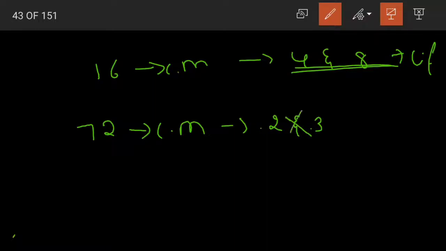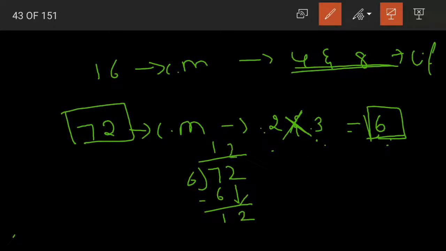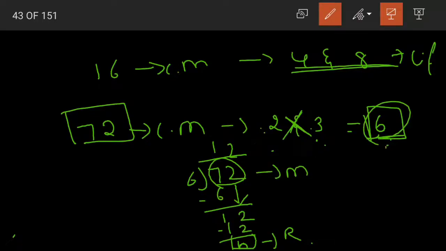If we multiply these two, 2 into 3, we'll get 6. Yes, if we multiply 2 and 3, we'll get 6. So when we divide 72 by 6, 6 ones are 6, and when we subtract 1 is remaining, 2 brought down, 6 twos are 12, and when we subtract 0 is remaining, children. Yes, so what does this mean? 72 is a multiple of 6. 72 is a multiple of 6. So 72 also becomes a multiple of 2 and 3.